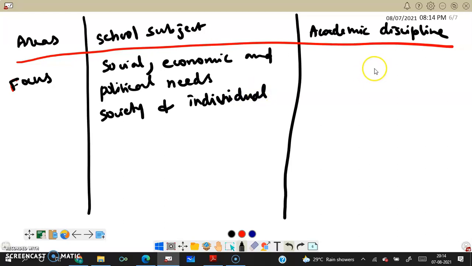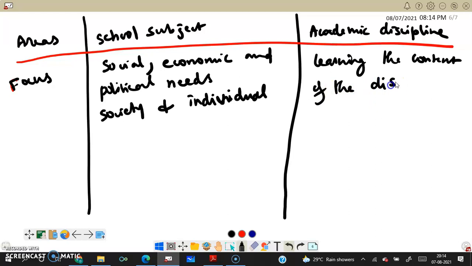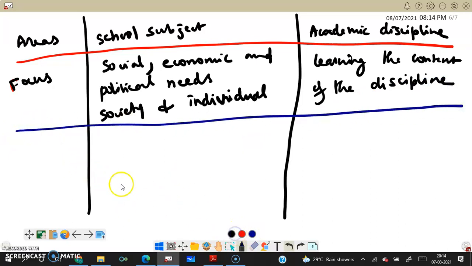Academic discipline is more concerned about learning the content of the discipline compared to the school subject. The focus of school subject is narrow, but the focus of academic discipline is in-depth knowledge. Here it is narrow; in school subject it is narrow. Here it is in-depth knowledge. That is the focus. Now we'll go to the competencies.